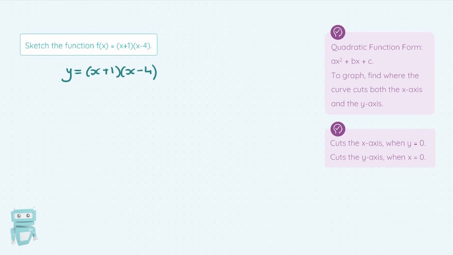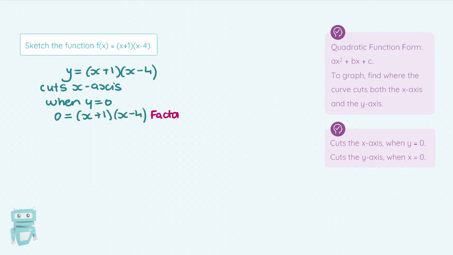Now, we're going to use the fact that it cuts the x-axis when y is equal to 0. So we're going to find where it intersects that x-axis. So all I'm going to do now is replace my y with 0 and let these two factors there, x plus 1 and x minus 4, equal 0. And then x values written as points become (minus 1, 0) and (4, 0). Because remember, a point is made up of an x and a y, and our y is 0 when it cuts the x-axis.